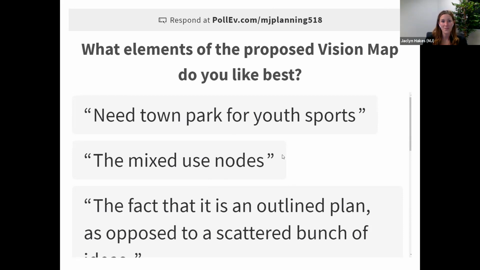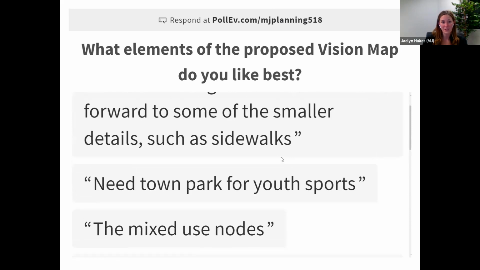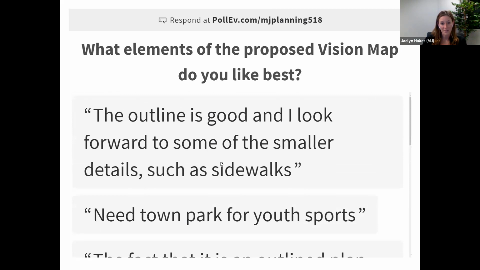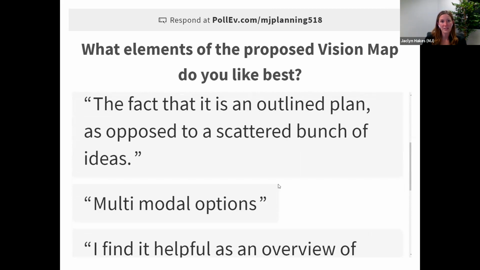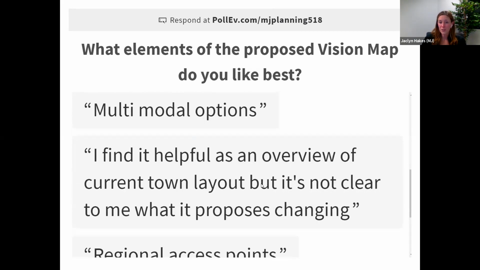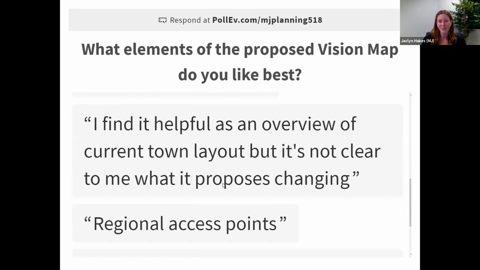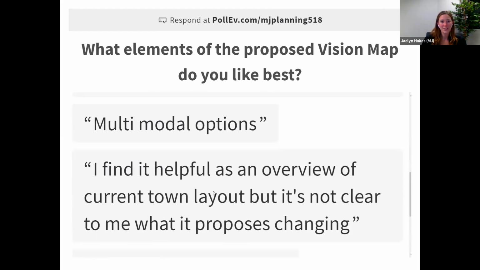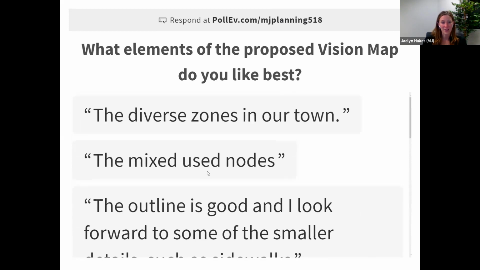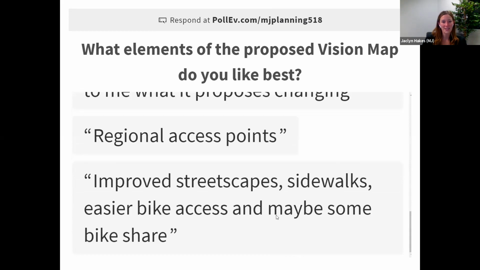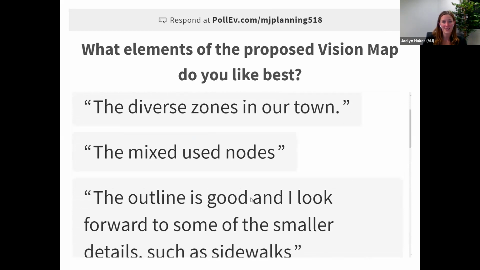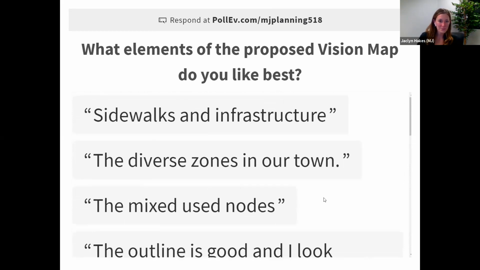All right, so we'll quickly recap so far: the need for a town park for youth sports. Oh, we have one more coming in. The outline is good, and I look forward to some of the smaller details, such as sidewalks. Okay. It's an outline plan versus a scattered bunch of ideas. The multimodal options. Helpful as an overview, but there are questions about what it proposes changing, understood, and we will address that. Regional access points. We have others coming in, the mixed use nodes, the diverse zones in our town. Again, the multimodal options, regional access, improved streetscapes, sidewalks, easier bike access, and infrastructure. All right, we'll give folks just another moment and then we will move on.